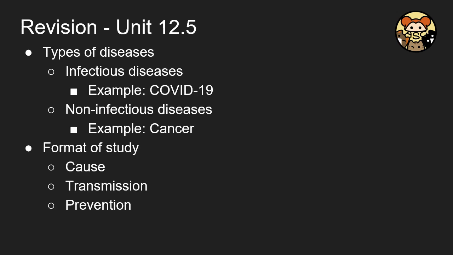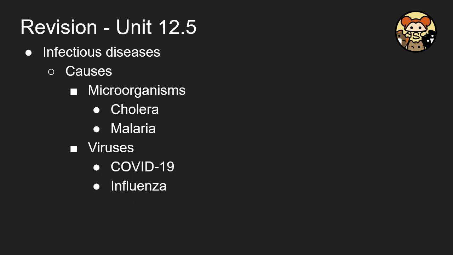The next part we will talk about the types of disease. For the types of disease, there will be generally 2 types. First one will be infectious disease and another one will be non-infectious disease. Example for infectious disease will be COVID-19, while for non-infectious disease will be cancer. And remember, there is always a format to study, that is the cause, transmission, and also prevention. So let's talk about infectious disease first.